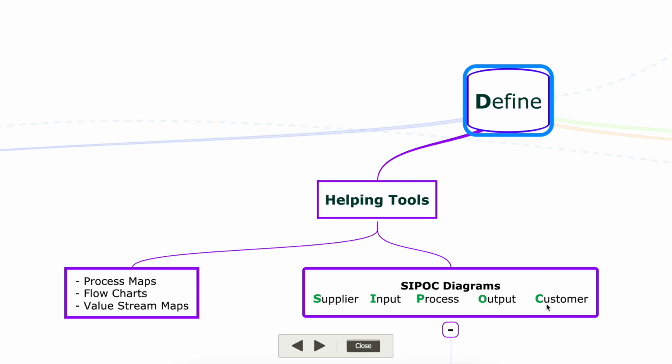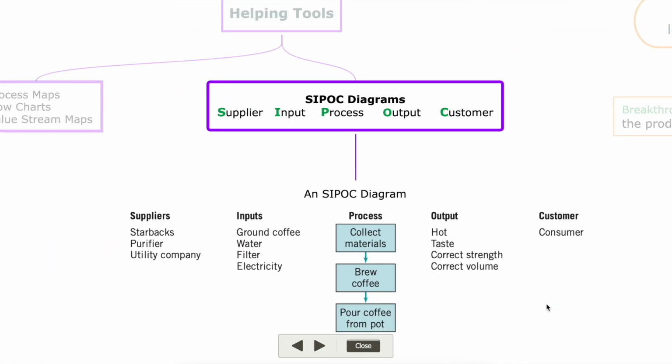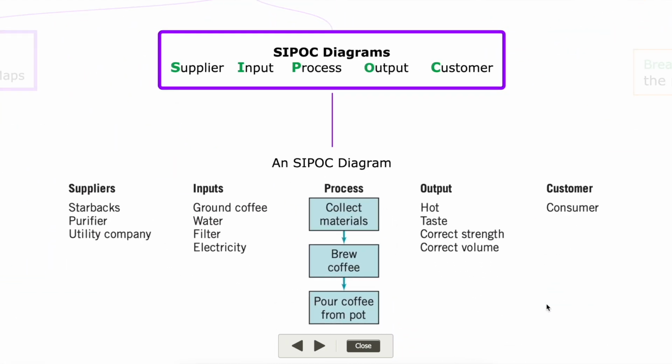An example of a SIPOC diagram is this, which is for a coffee company. In this company, the suppliers are Starbucks, a purifier, and a utility company, and the inputs that we are getting from these suppliers are ground coffee, water, filter, and electricity.